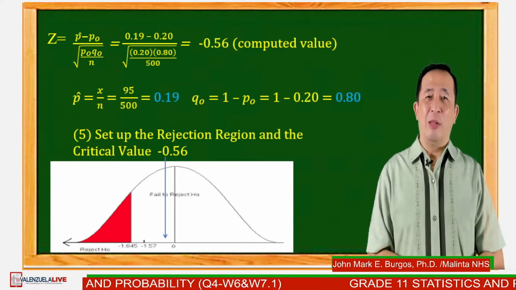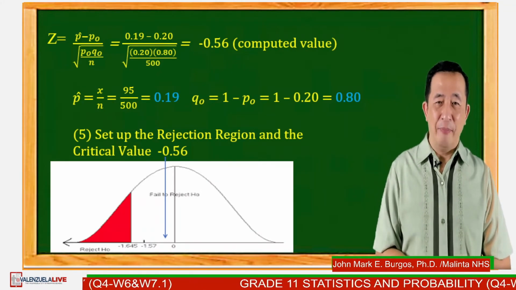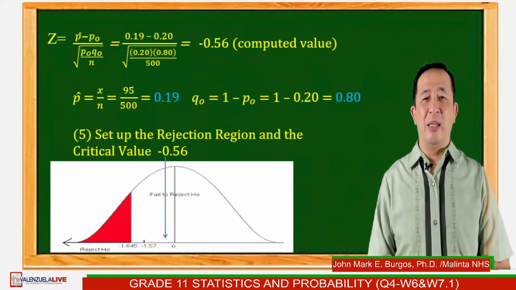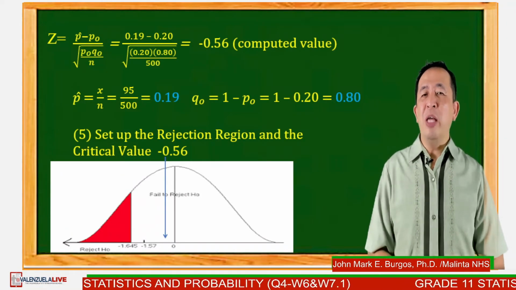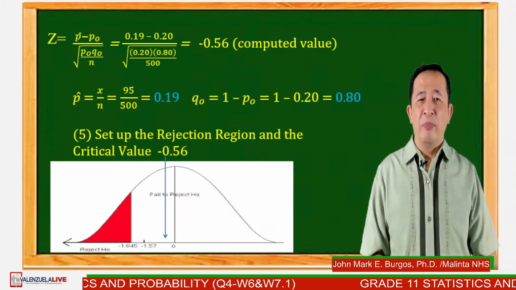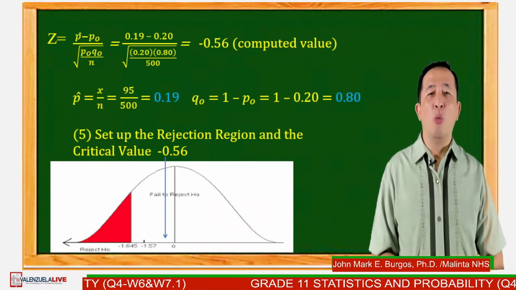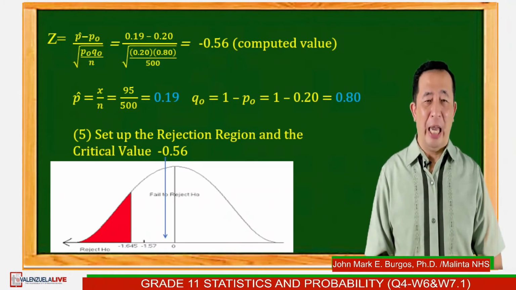Now, to compute for p-hat, we have x over n, and substituting the values, we have 95 over 500, which is equal to 0.30. In computing for q sub o, q sub o is equal to 1 minus p sub o, or 1 minus 0.20, which is equal to 0.80.